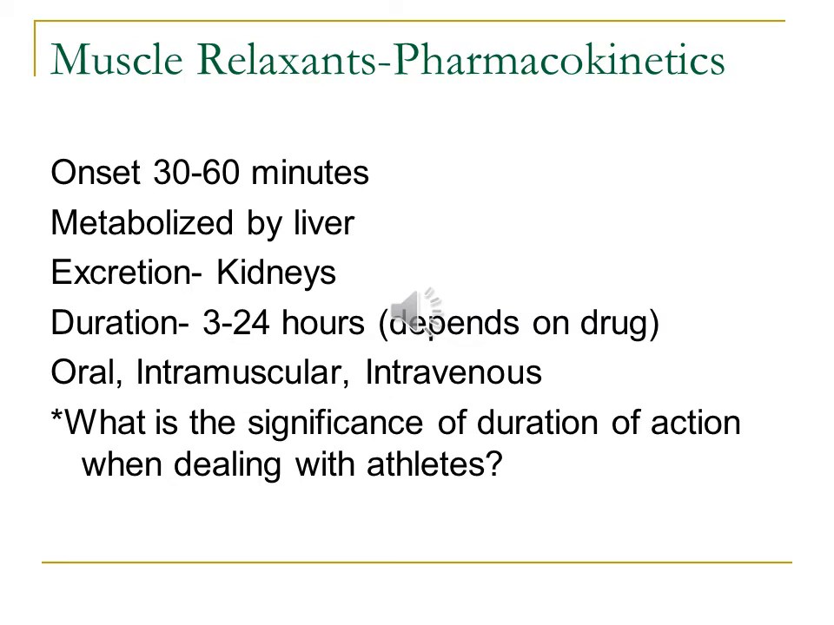So the pharmacokinetics of muscle relaxants: most of them have an onset between 30 and 60 minutes. Table 4.1 on page 58 in your textbook has some different descriptions and some characteristics of different skeletal muscle relaxant drugs. They're metabolized by the liver, excreted by the kidneys. The duration could go anywhere from 3 to 24 hours, depending on the drug, so that will vary as well. They could be administered via oral, intramuscular, or intravenous administration.